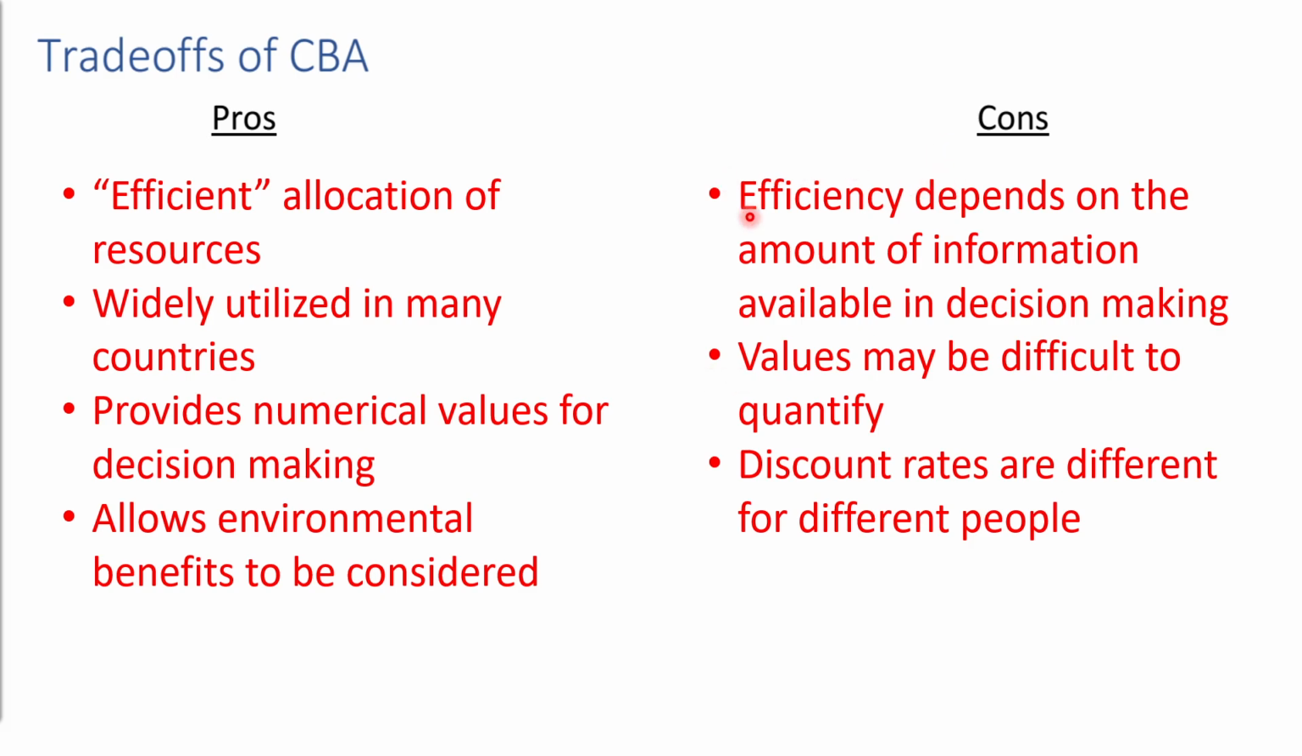Now the cons. Again, efficiency depends on the amount of information available in the decision-making process. There's the saying garbage in, garbage out: if the information is not there or it is not accurate, then you will not have an efficient allocation. Values, especially benefits, are difficult to quantify. And lastly, and one that's not being addressed, is that discount rates are different for different people. And as we just saw in that example, using a different discount rate could impact the decision by a lot.